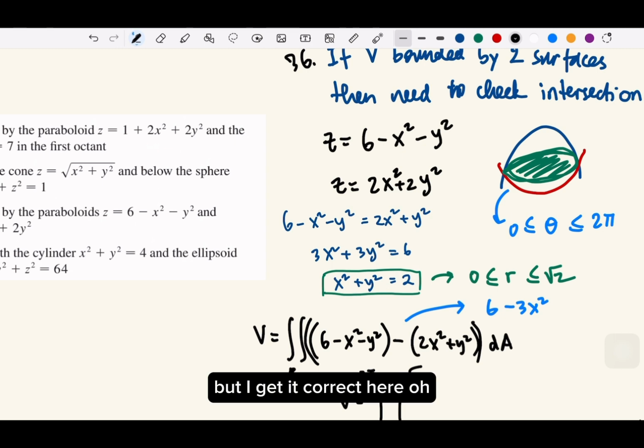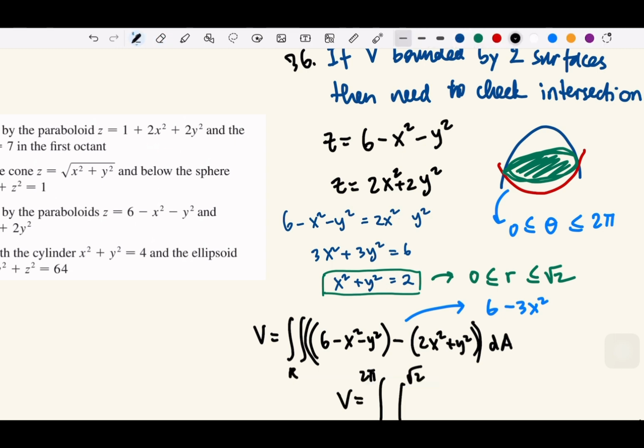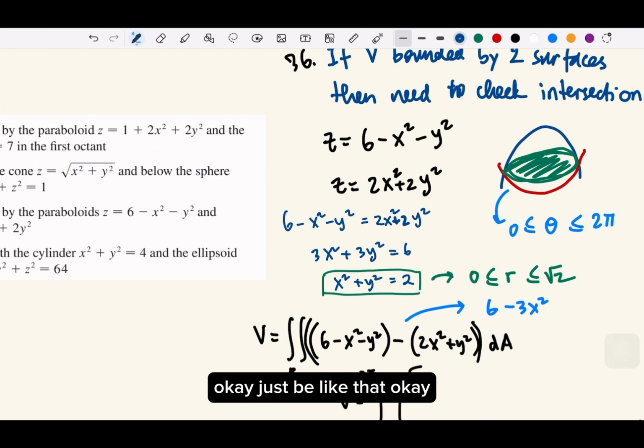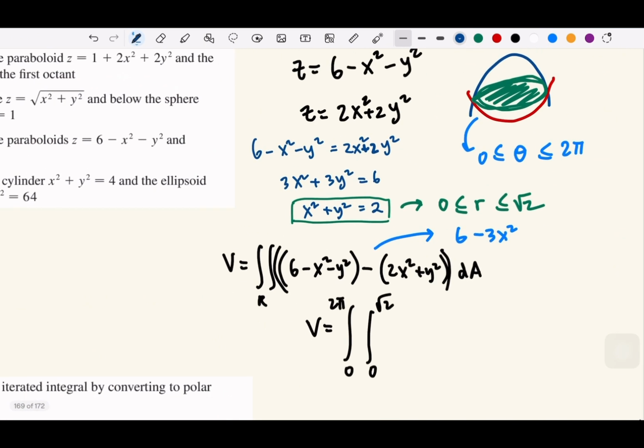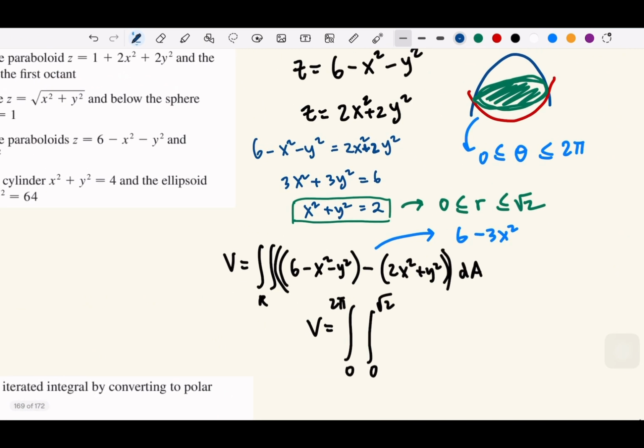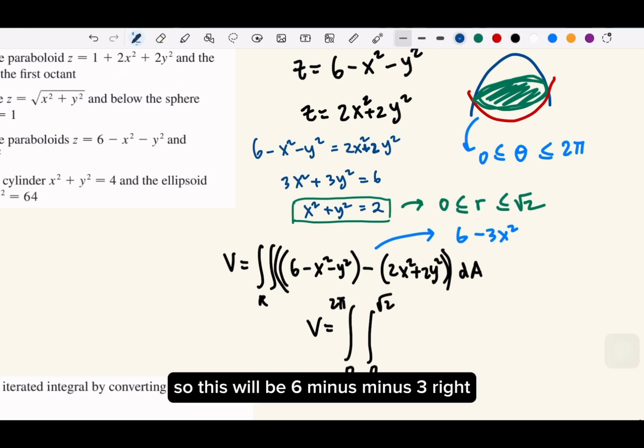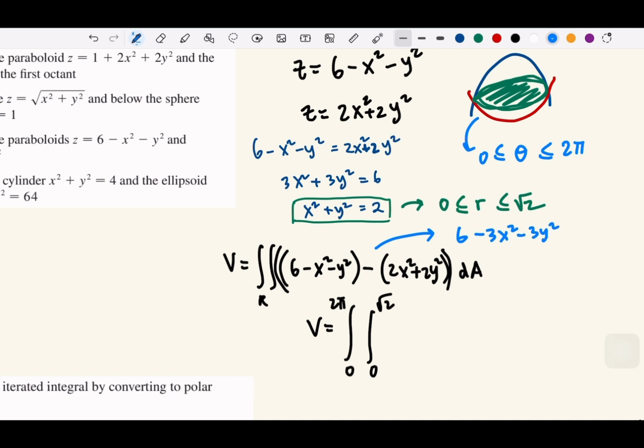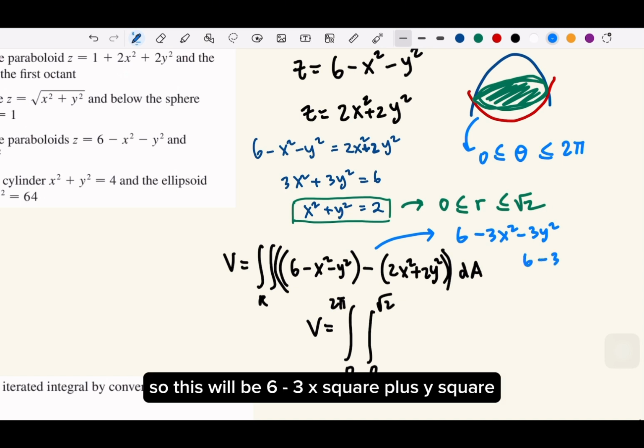But I get it correct here. Okay, it should be like that. Okay. So this will be plus 2y squared. Okay. So this will be 6 minus 3, right? Minus 3y squared. So this will be 6 minus 3 x squared plus y squared.